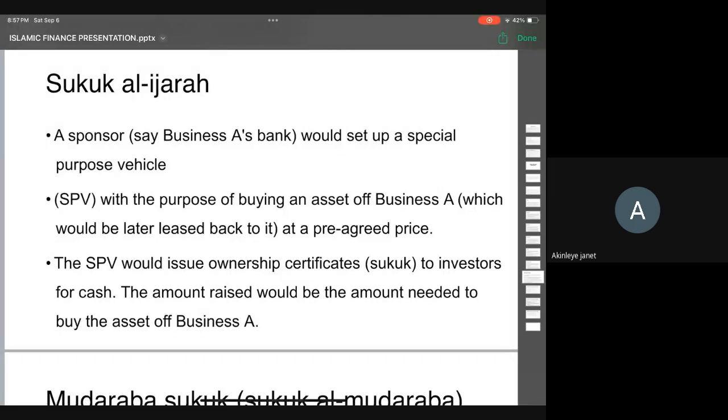The SPV would issue ownership certificates, which is Sukuk, to an investor for cash. Okay, I want to invest in your business. While investing, you will give me a Sukuk. And from that Sukuk, for me to hold a Sukuk certificate, that means the way that asset that I invested in is performing is why I will get my own profit, my own income. The amount raised will be the amount needed to buy the asset of business A.